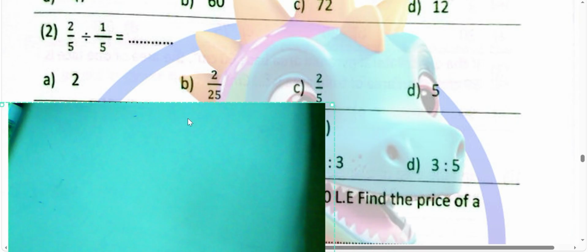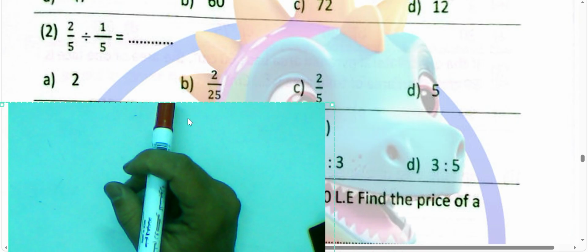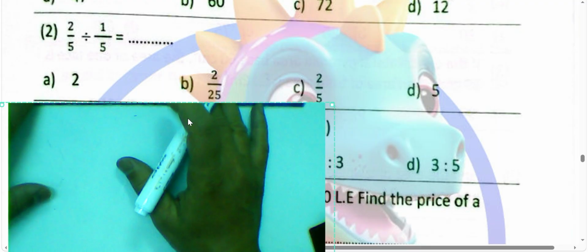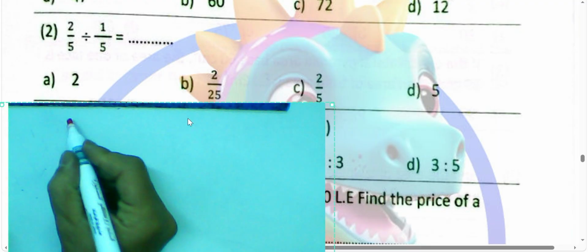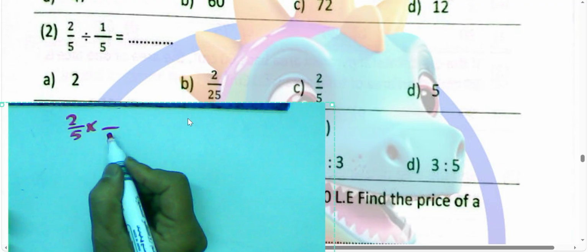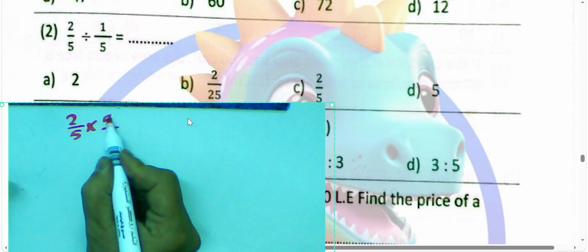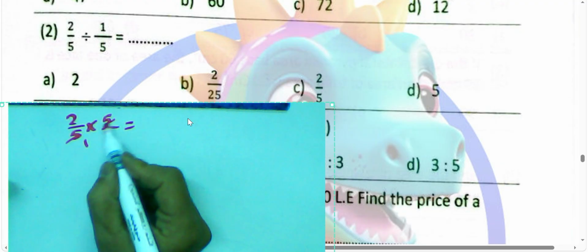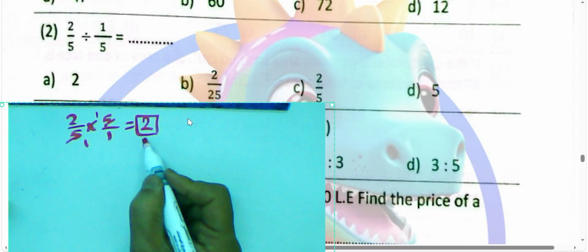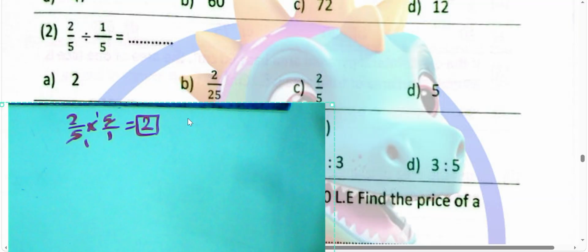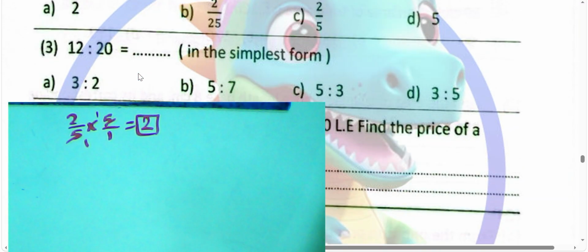Number 2, 2 over 5 divided by 1 over 5. You can convert from division to multiplication and write the reciprocal of the second term. Write with me 2 over 5 multiplied by the reciprocal of 1 over 5, which will be 5 over 1. 5 divided by 5 is 1. 1 times 2 equals 2. Then the answer here will be 2, letter A.